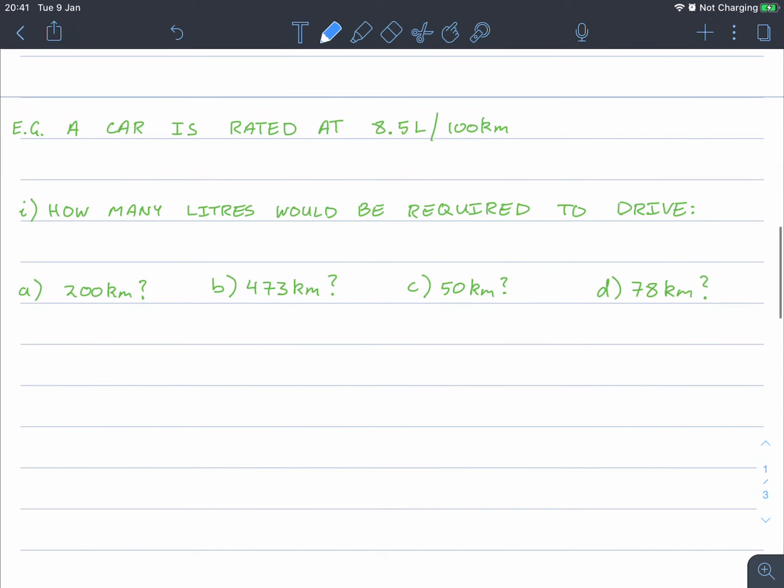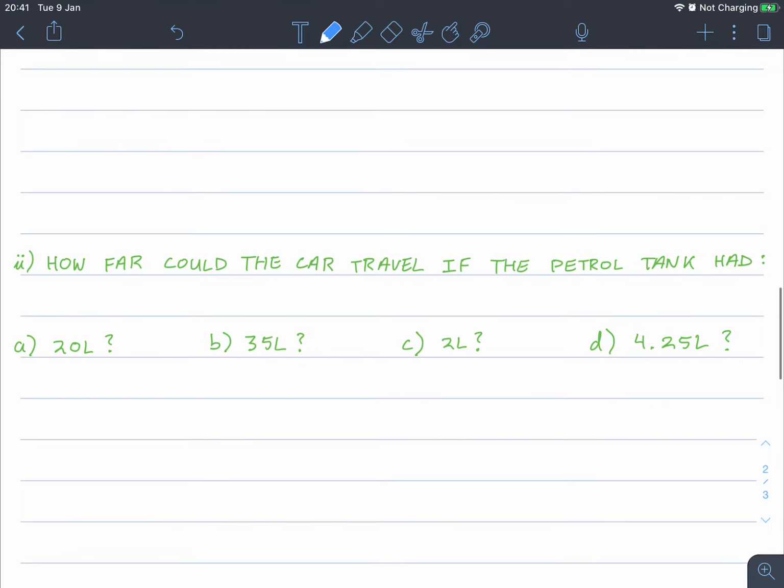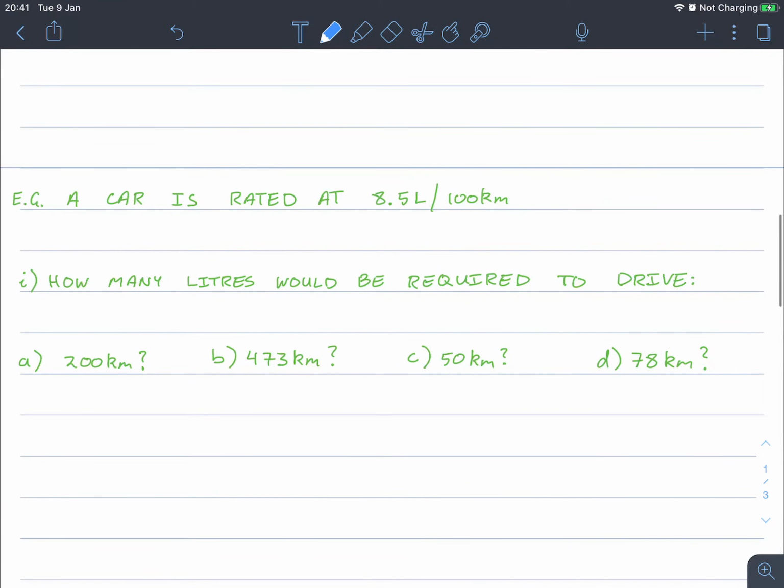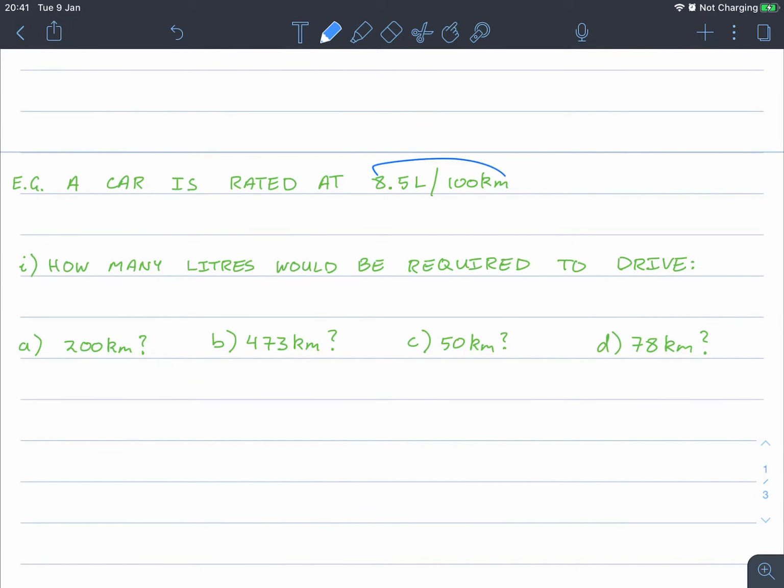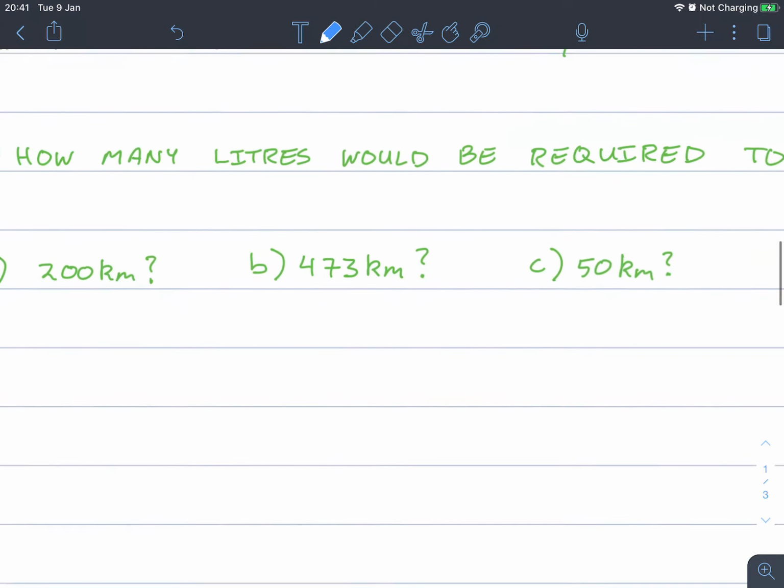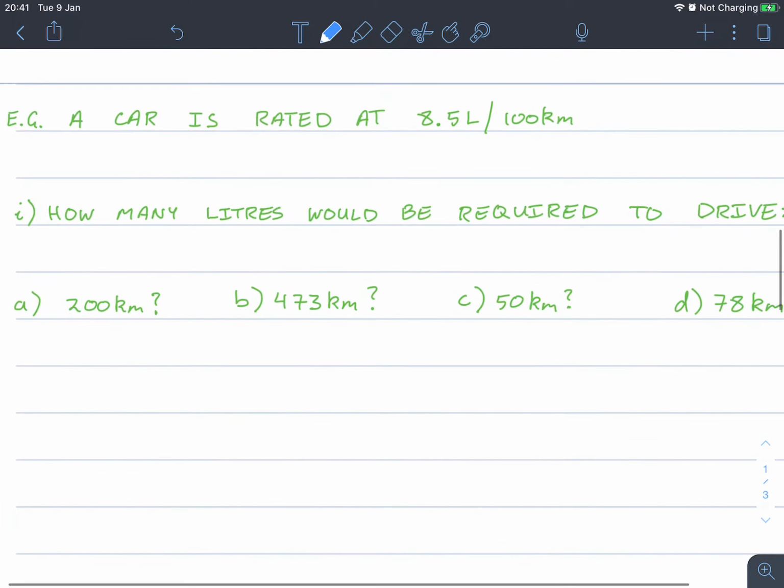Now, if we're given the fuel rating, we can figure out how many liters it would require to travel a certain amount, and you could also figure out how far it will go given the fuel. So let's do this with examples. So let's get straight to it. A car is rated at 8.5 liters per 100 kilometers. How many liters would be required to drive 200 kilometers? So let's arrange the question here.